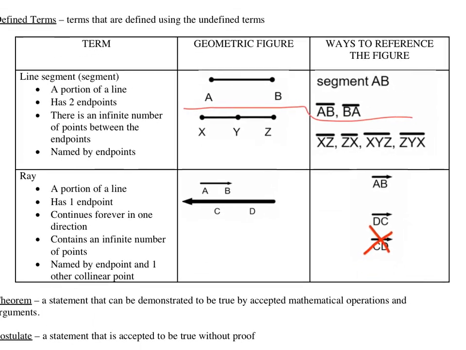Next, we have the ray, which is simply a portion of the line, and it only has one endpoint. The reason why it has one endpoint is because it's going to go on forever and ever and ever in one other direction. It will not go on forever and ever in both directions, because if it goes on forever and ever in both directions, you have a line.